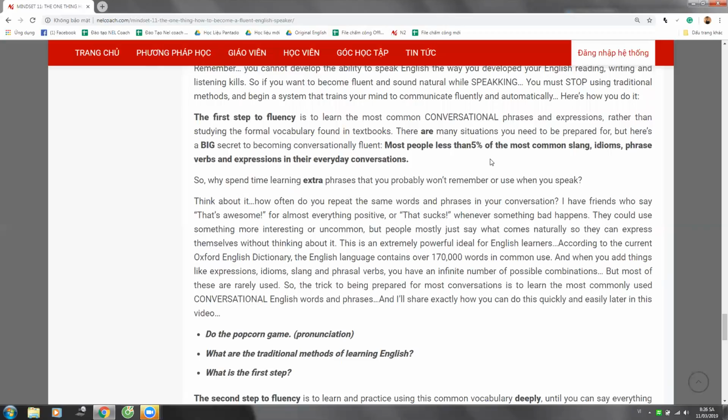All right. Now, the third step to fluency is to master grammar the same way native speakers do, in English, with visual examples and simple stories. When you learn grammar this way, it changes the mind to use even difficult grammar points and tenses correctly and automatically.